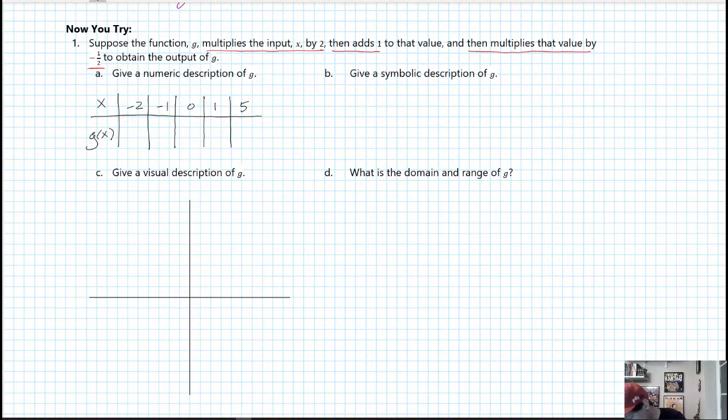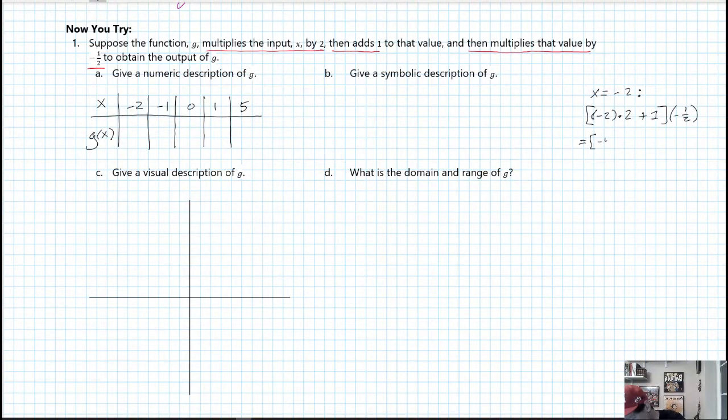If x equals -2, then we're going to multiply that by 2. So -2 times 2. Then we want to add 1 to that next. And then after that, we're going to multiply all of that by -1/2. It's definitely a step more difficult than the last one. So we'll do this in order.